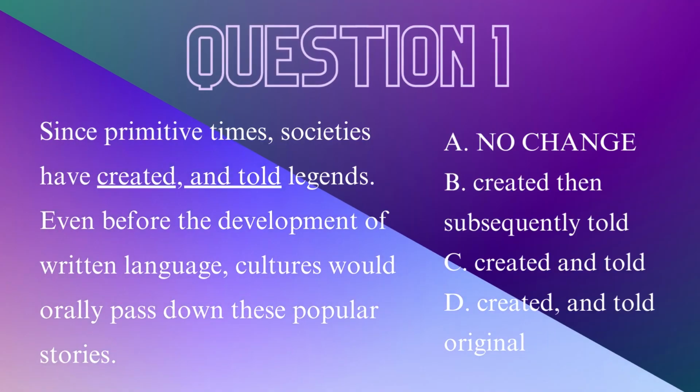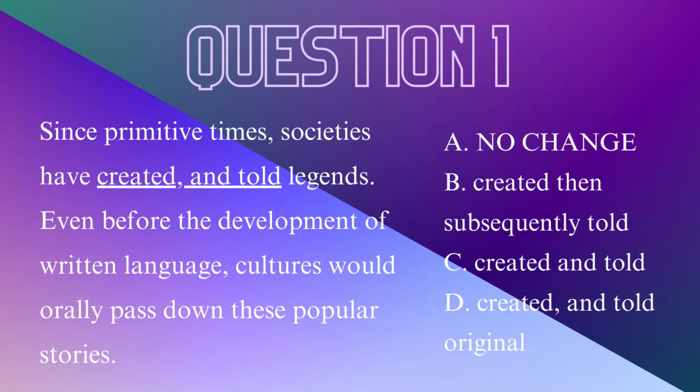Since primitive times, societies have created and told legends. Created, comma, and told. Is that correct, or should we replace the underlined portion with B, created, then subsequently told, C, created and told, or D, created, comma, and told, original?